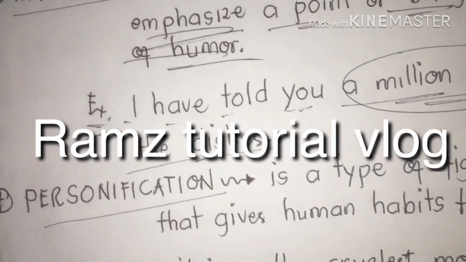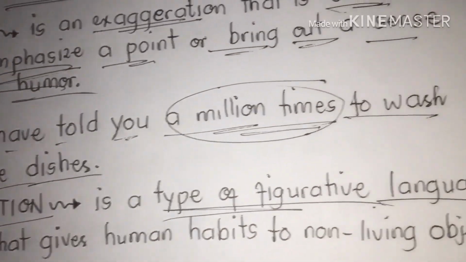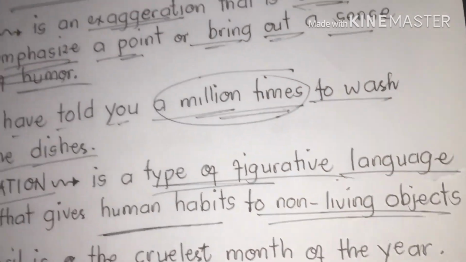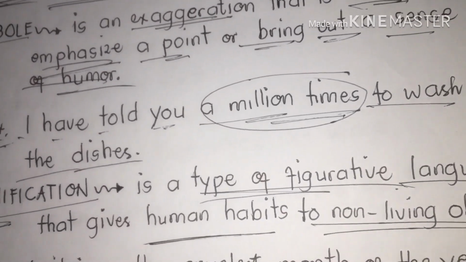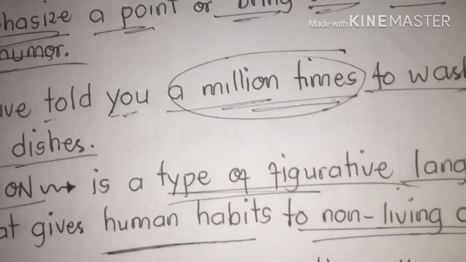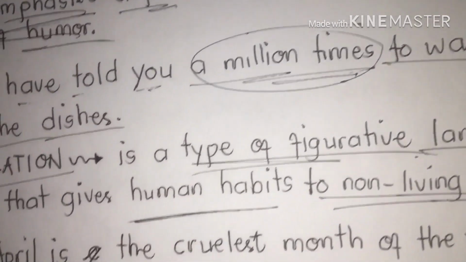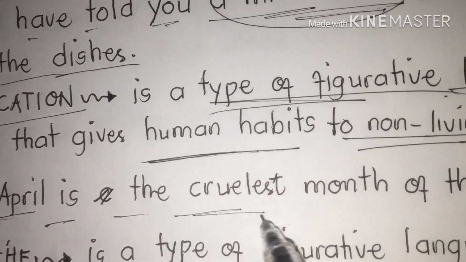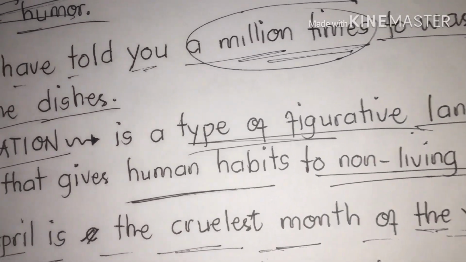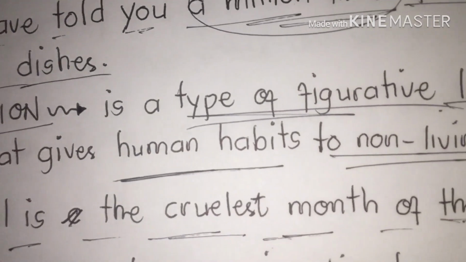Fourth, personification. Personification, class, is a type of figurative language that gives human qualities to non-living objects. We know, class, that non-living objects have no life, like stones, chairs, tables, furniture. Example: April is the cruelest month of the year. That's a type of figurative language that gives human qualities to non-living objects.